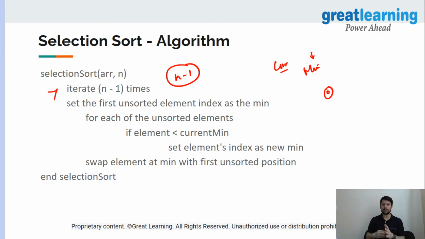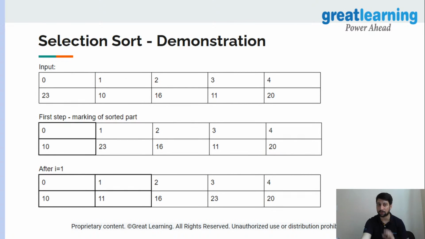Now we have this element and we are comparing it with the current minimum that we have, that is the 0th index element. If that is the case, then we will swap them at the end. Now with each iteration our element will be fixed. Let's look at the demonstration, then things will be much clearer.